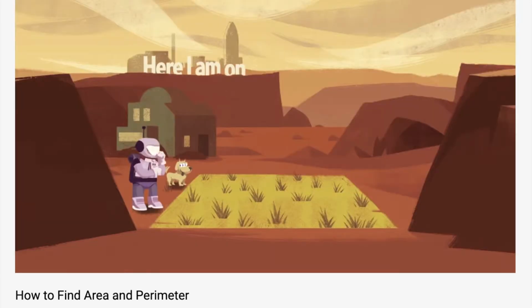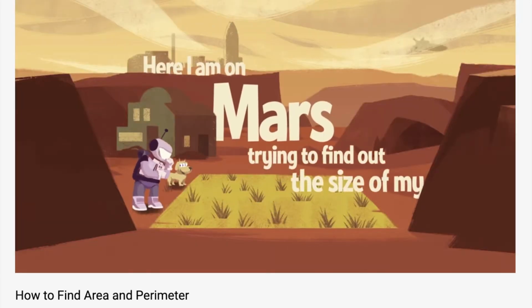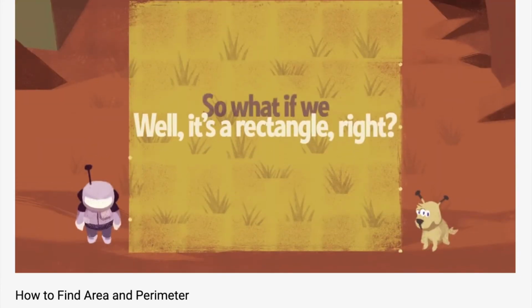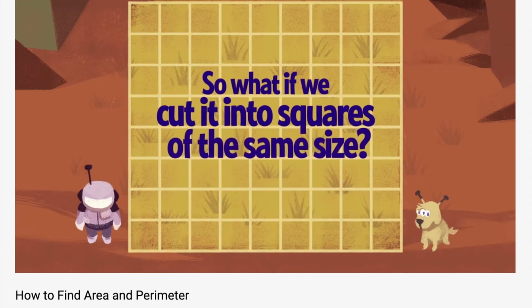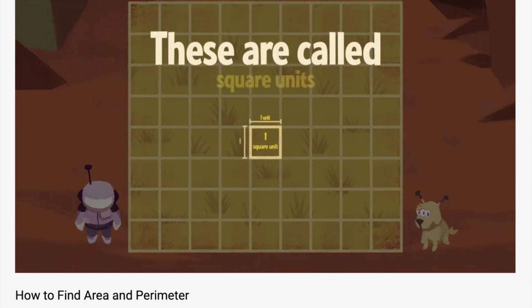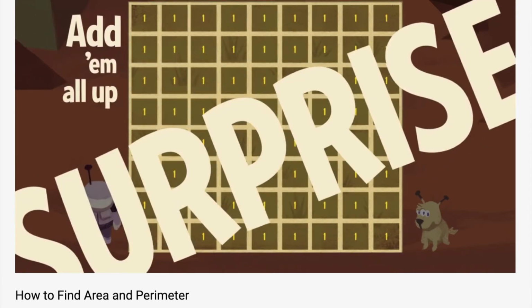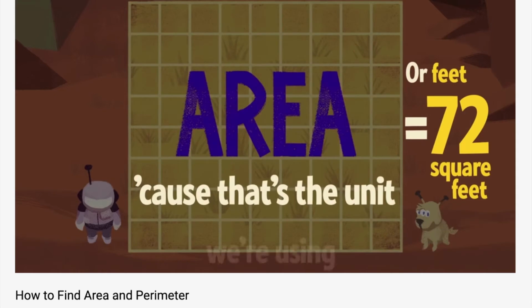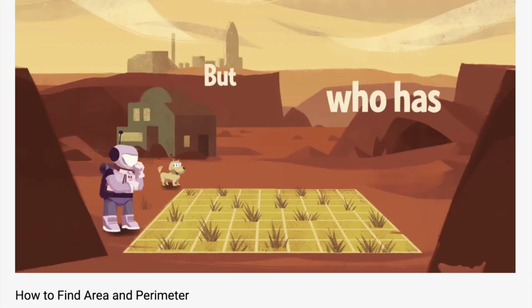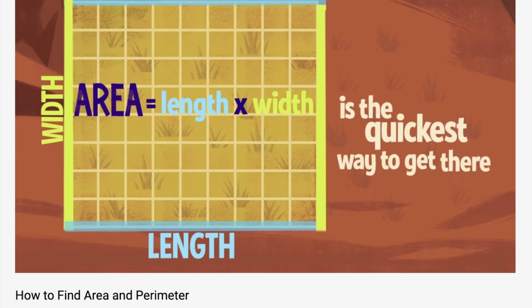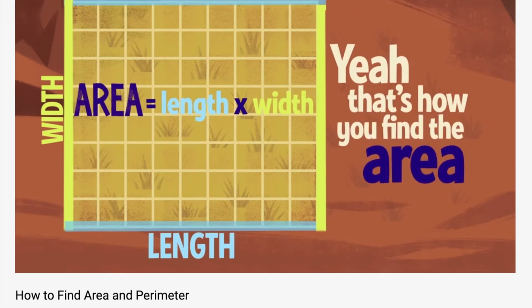Here I am on Mars, trying to find out the size of my backyard. Well, it's a rectangle, right? So what if we cut it into squares of the same size that are 1 unit long by 1 unit wide? These are called square units. Add them all up, surprise! You got 72 square units, or feet, because that's the unit we're using. Well, who has time to count squares? Length times width is the quickest way to get there. That's how you find the area.